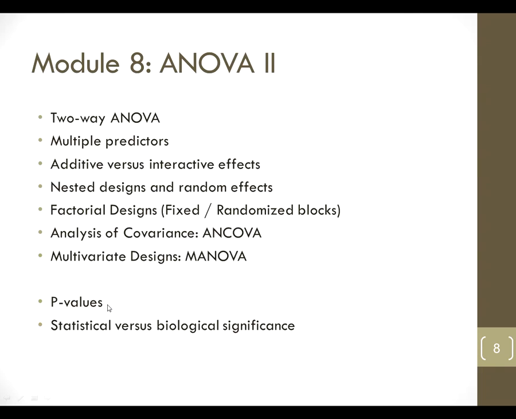At the end of the Module 8 lecture, I spent a little bit more time talking about how you can interpret p-values, and specifically about statistical versus biological significance. Effects can be statistically significant, but not really have much of a biological effect. And so you need to be interpreting both statistical significance, and then if it is statistically significant, is the effect size large enough for it to be biologically relevant?